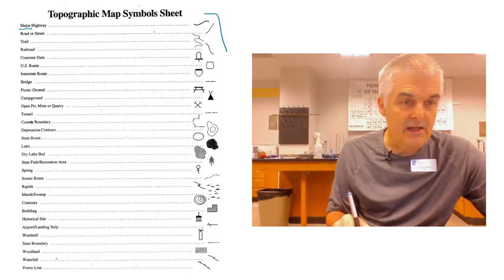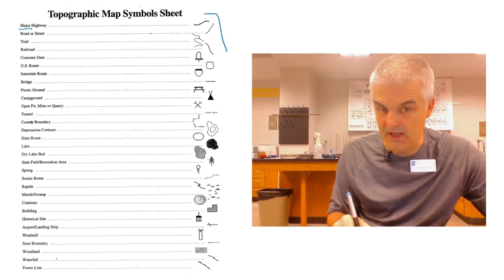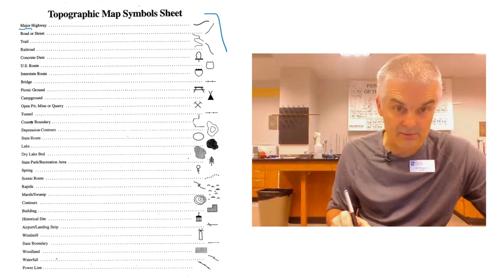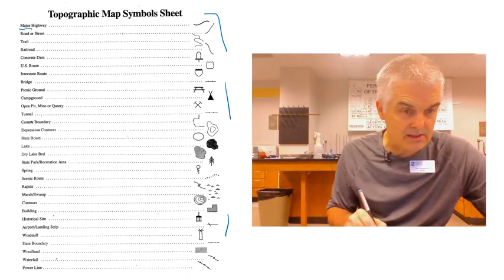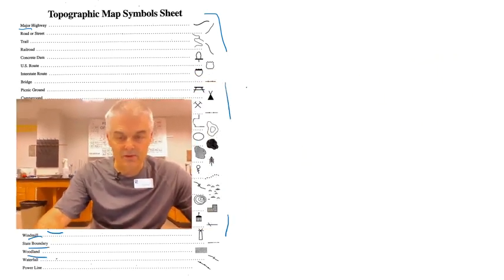Now this chart of all the different symbols is reprinted in your book, because as you look at topographic maps, and you're going to do lots of looking at topographic maps, you're going to want to say, well, is this a lake? Is this whatever? So this will be helpful. I'm not going to go through any details, but interesting things like airports, windmills, state boundary, woodland, etc.